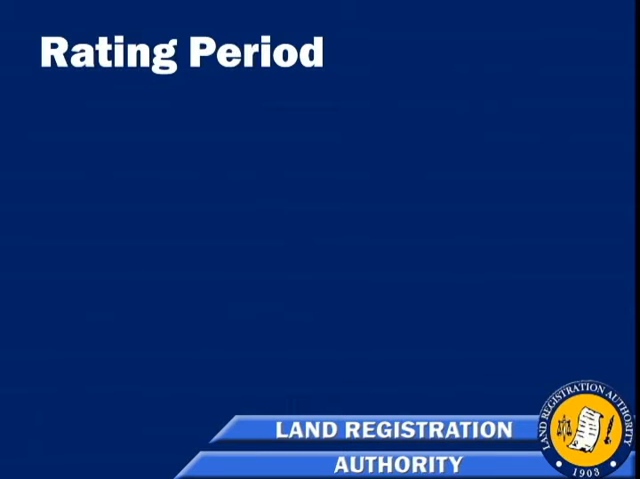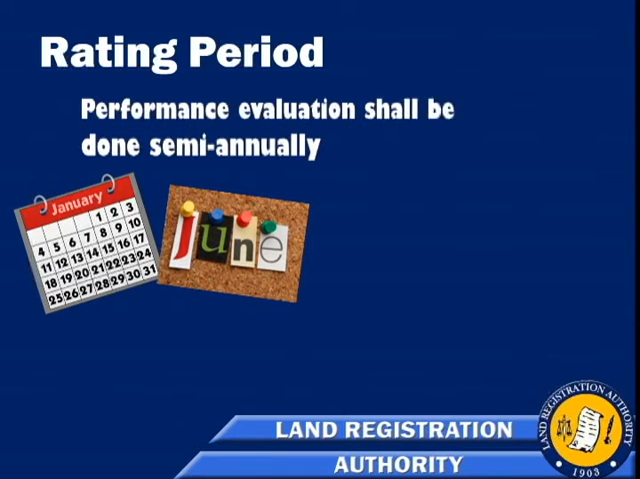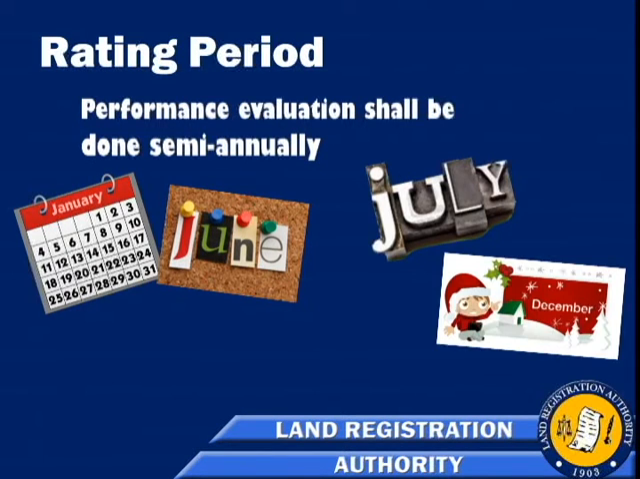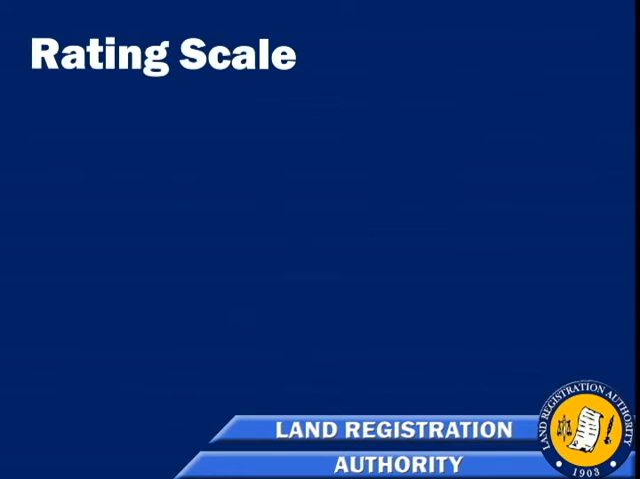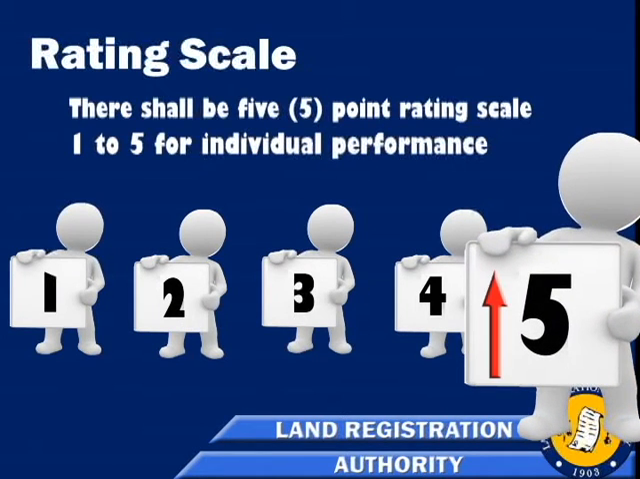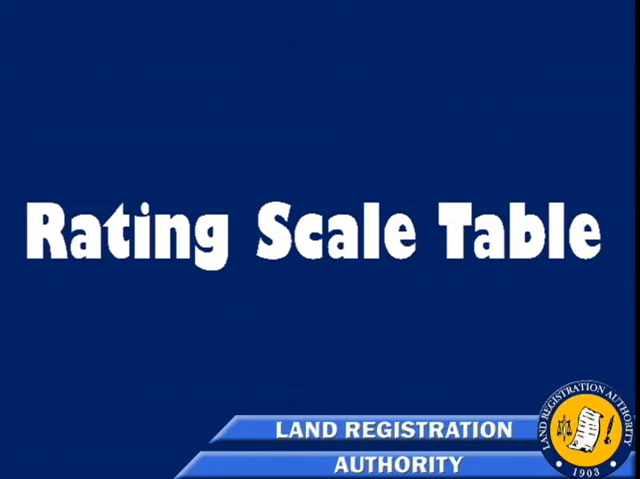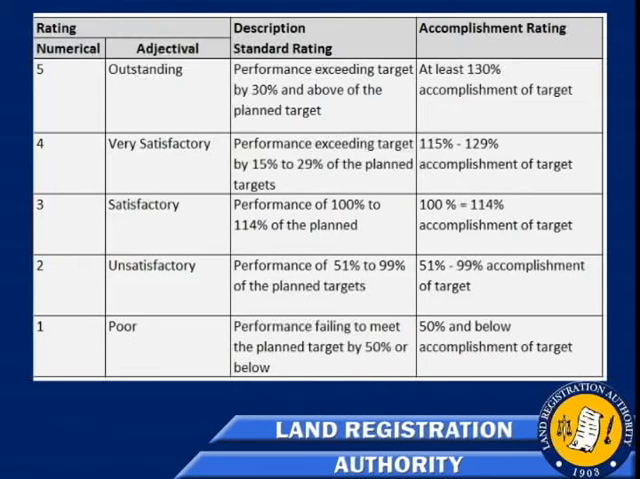Rating period. Performance evaluation shall be done semi-annually, from January to June and July to December. The rating scale: there shall be a 5-point rating scale, 1 to 5, for individual performance, 5 being the highest and 1 the lowest. Let me show you the table of the rating scale.